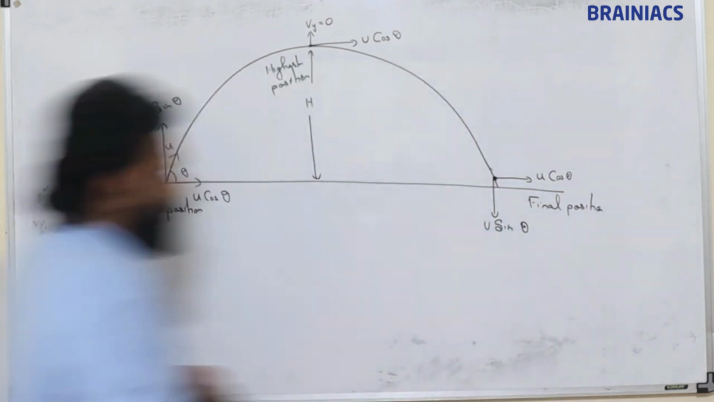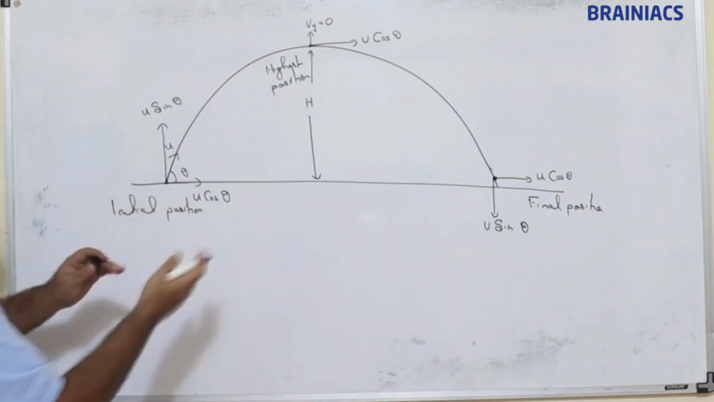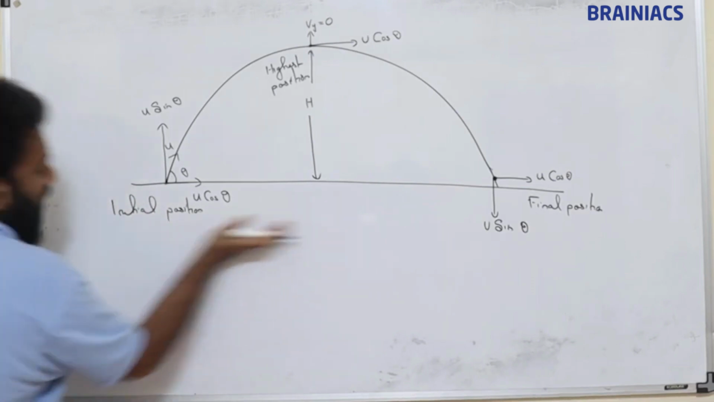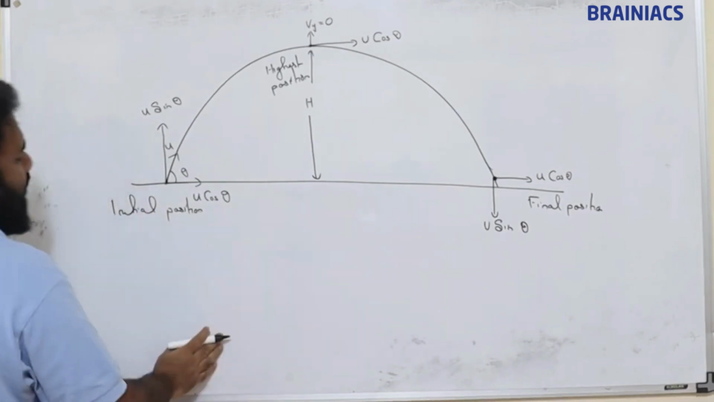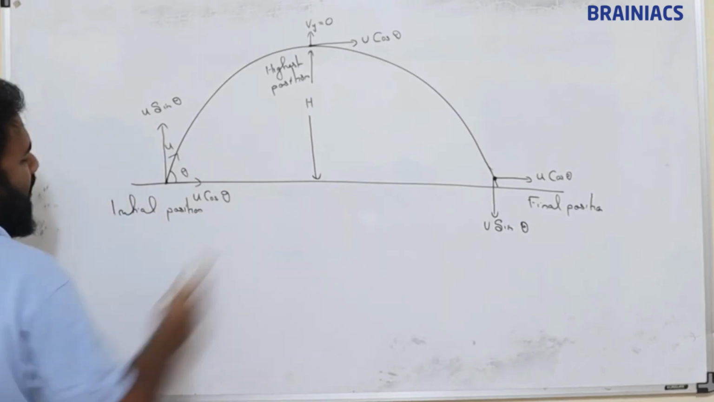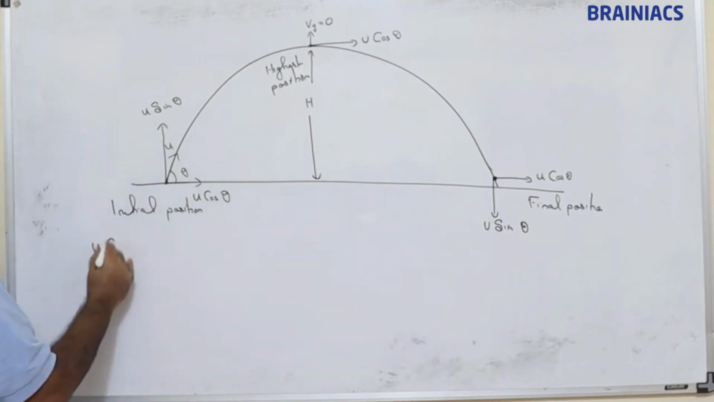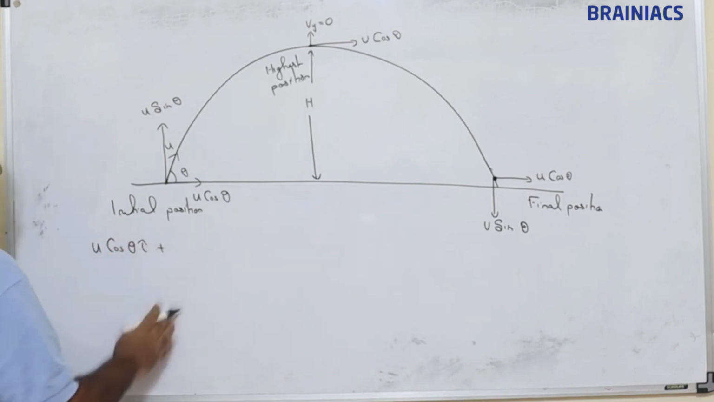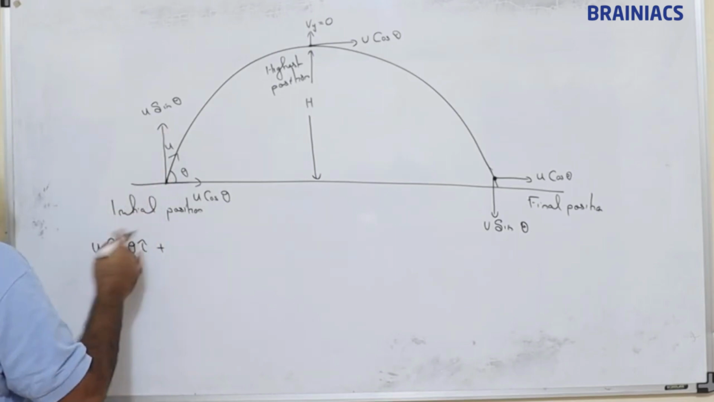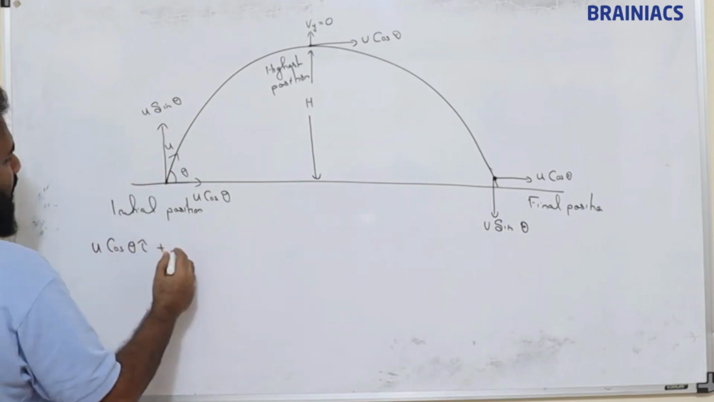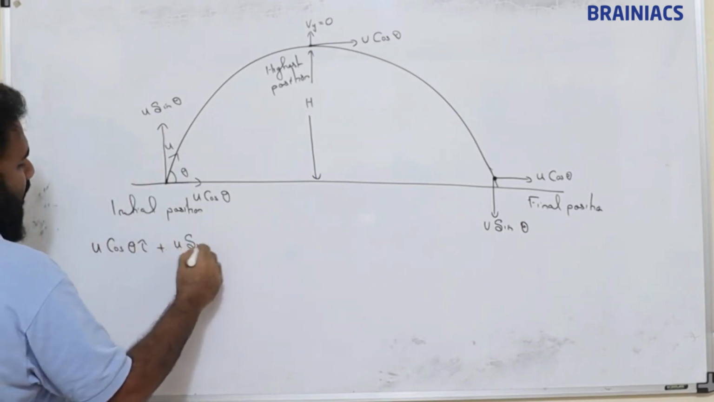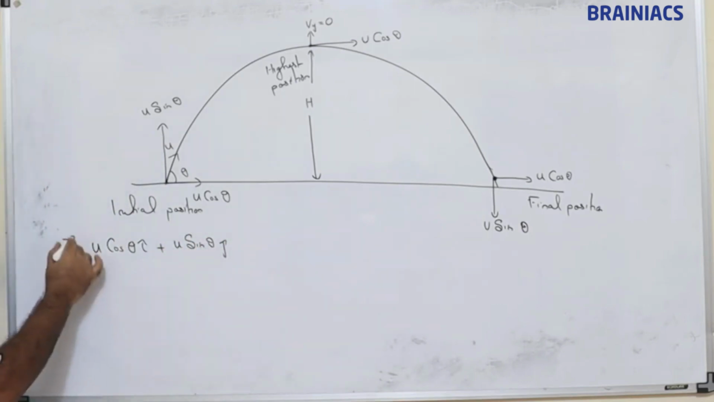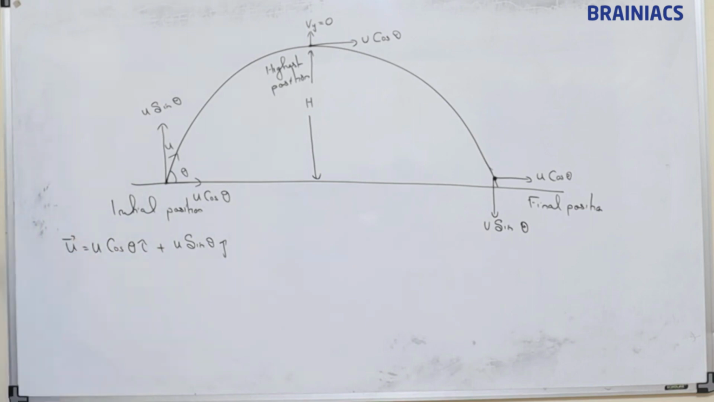Now I shall write all these velocities in vector form for proper clarity, so that it is easy for us to find the change in velocities, change in momentum, all that. This u cos theta is in which direction? X direction. So the unit vector associated with the x direction is i. So I write u cos theta i plus, this is in y direction, so the unit vector associated with the y direction is j, u sin theta j. So u vector is actually this one.